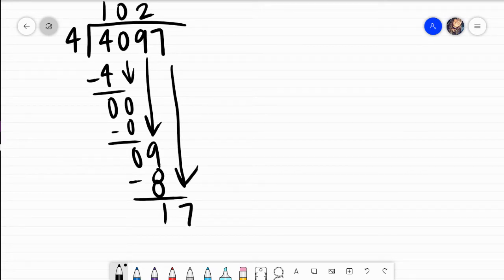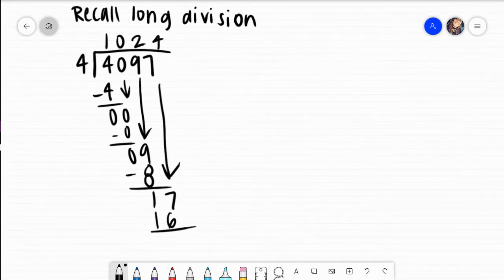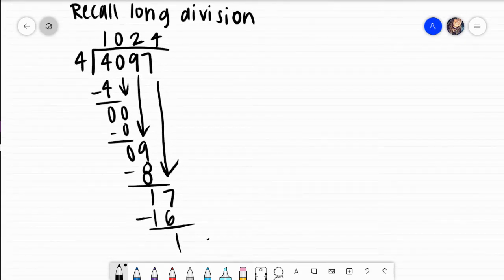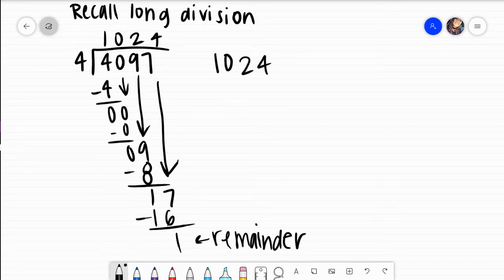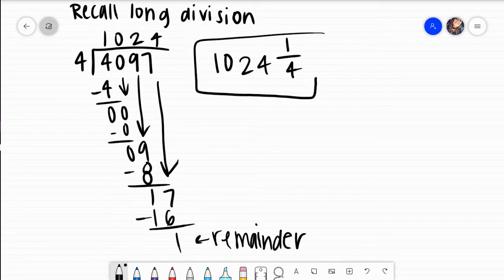Then we look to see how many times can 4 go into 17. Technically what we're doing here is 17 divided by 4. I know that equally it will go into it 4 times, because 4 times 4 is 16. What I end up getting here whenever I do my subtraction is going to be 1. This is my remainder, and the proper way to write our answer would be our quotient. The quotient is going to be the answer to a division problem, and then we're going to put our remainder over our divisor. So this answer would be 1,024 1/4.